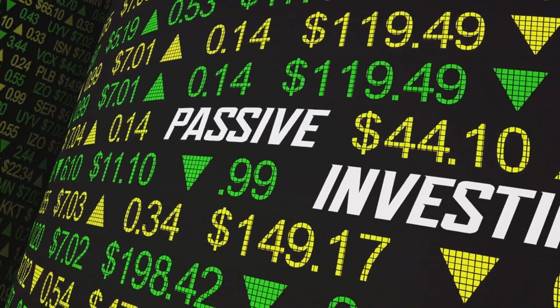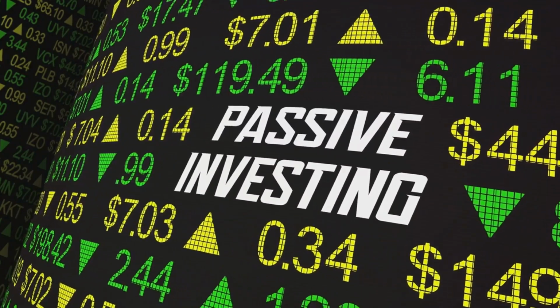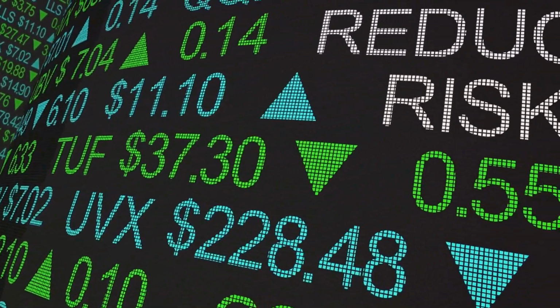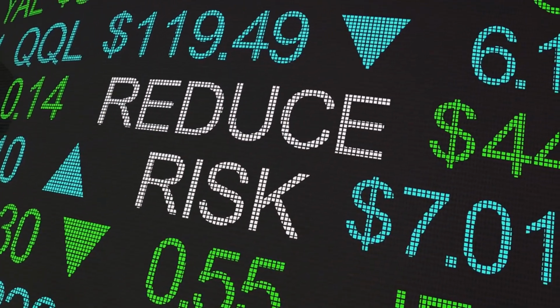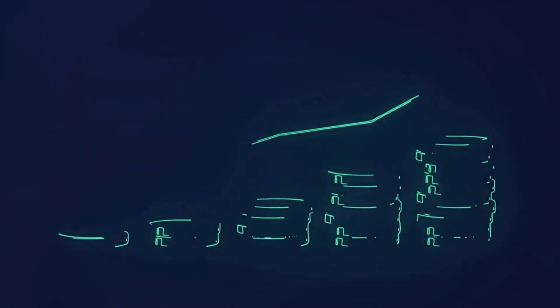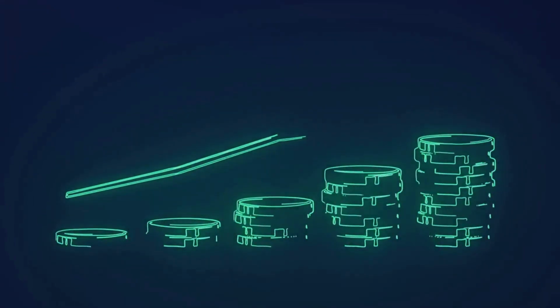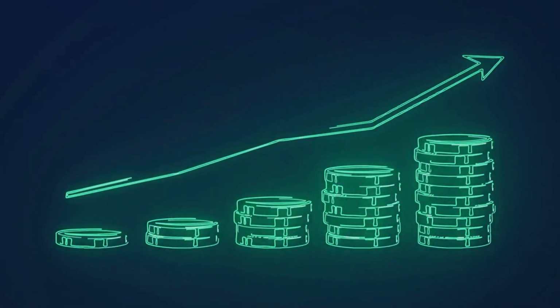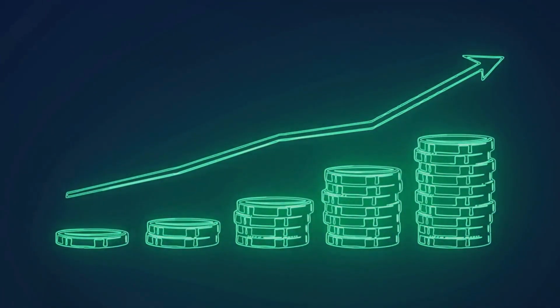Now let's talk about asset allocation. This is the process of dividing your investments among different asset classes. It's not a one-size-fits-all strategy. Your asset allocation should reflect your unique financial situation and objectives. For instance, a 25-year-old saving for retirement might have a different asset allocation compared to a 55-year-old doing the same.